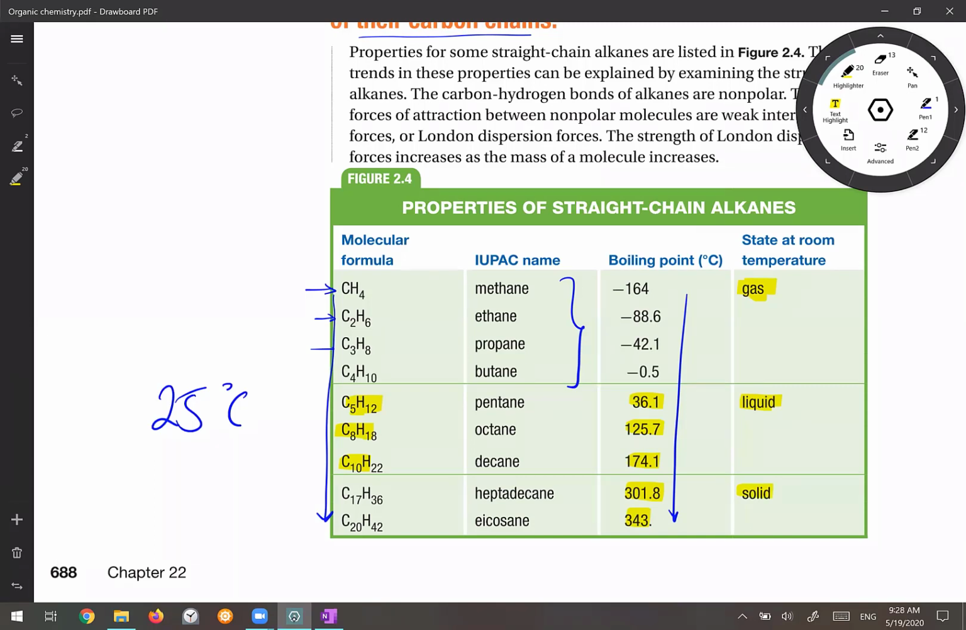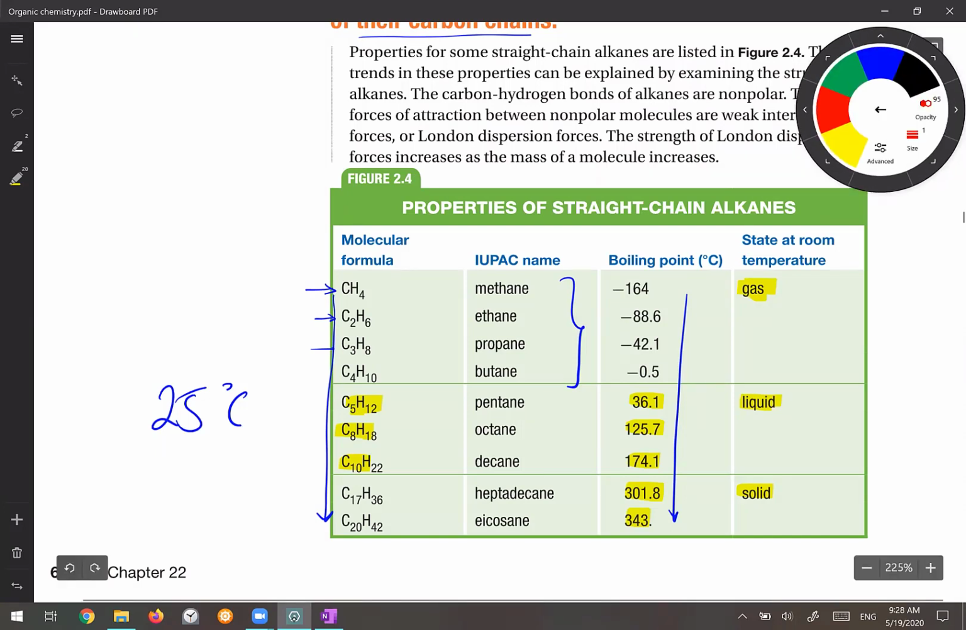So these trends are very important. You must know that by increasing the number of carbons, their boiling point and melting point increase. And for the first four hydrocarbons, you must know that they are gas because the room temperature is above their boiling point.